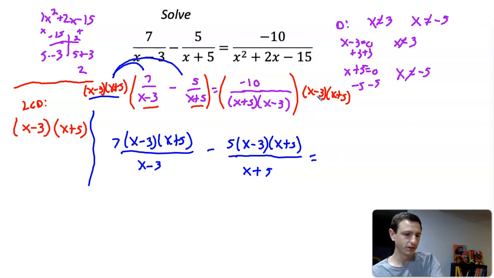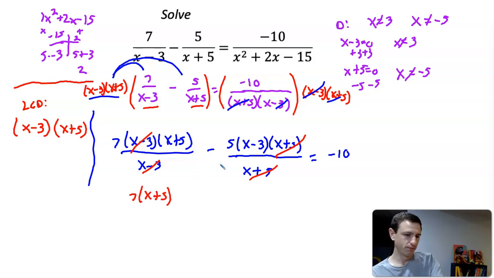Over here, I'm going to take a little bit of a shortcut. I noticed that x minus 3, x minus 3, x plus 5, x plus 5. So boom, bam, bam, boom, gone, leaving me with only a negative 10. Now on the first term, I have this x minus 3 over x minus 3, boom, x plus 5 over x plus 5, gone, leaving me with, on this side, 7 times x plus 5.